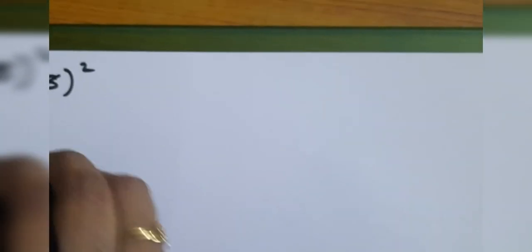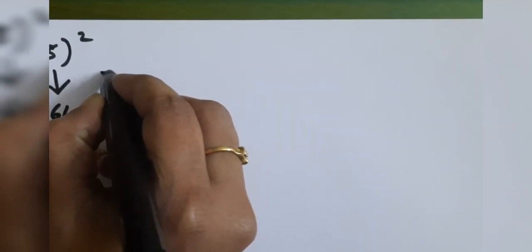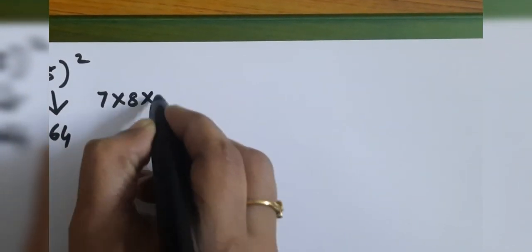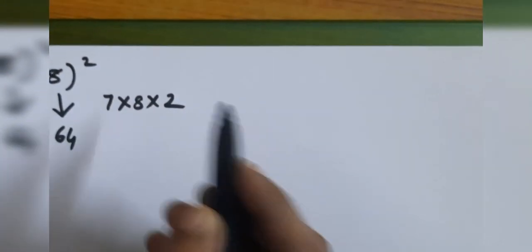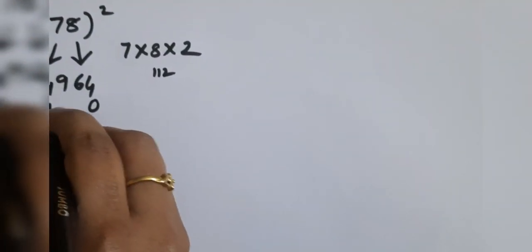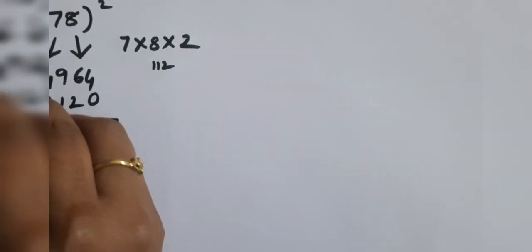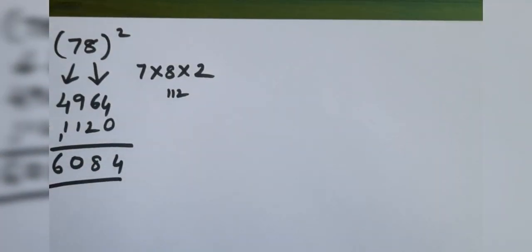78 square. So first you have to write 7 square, which is 49. Next 8 square, 64. Next you have to do 7 into 8 into 2. So 7 multiply by 8 multiply by 2. So 7 8s are 56 and multiply by 2 is 112. So now I have to put a 0 here and now write 112. So just add. So 4, 8, 6. So 78 square is 6084.